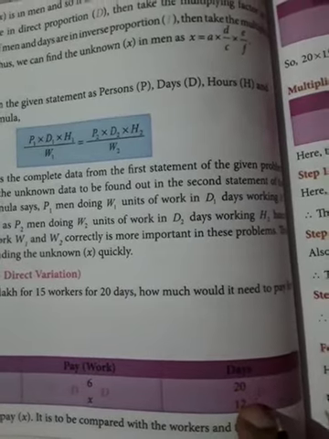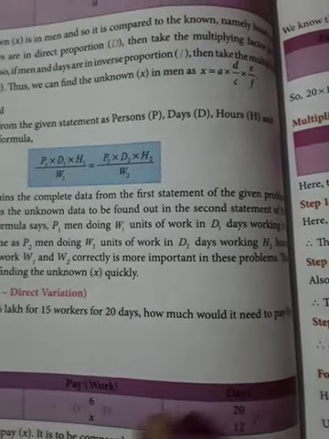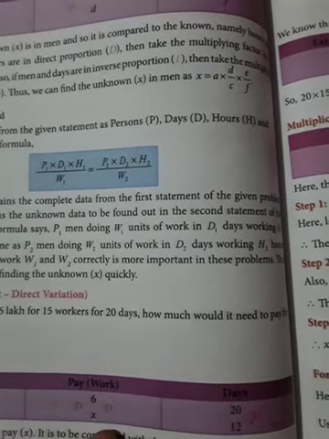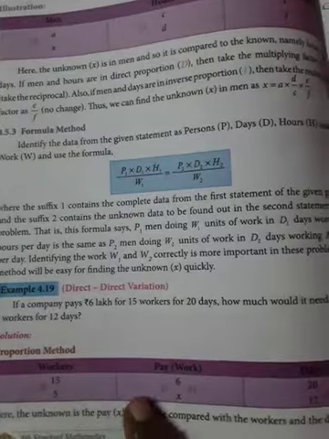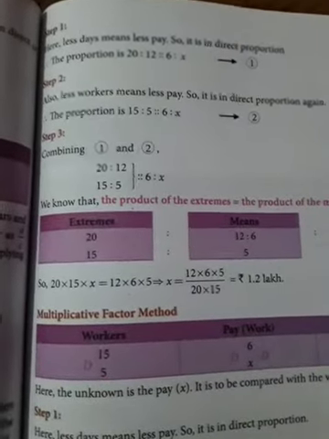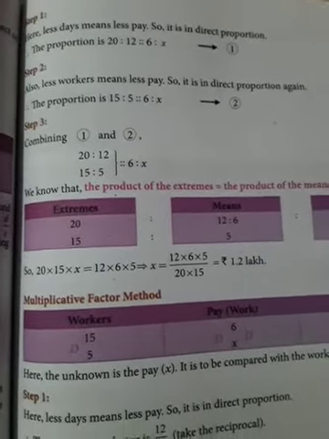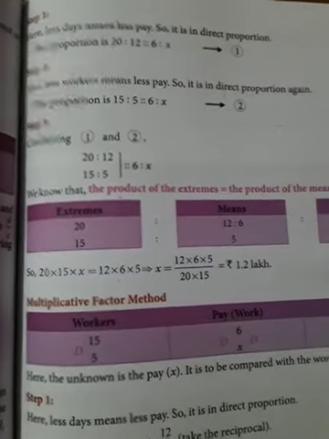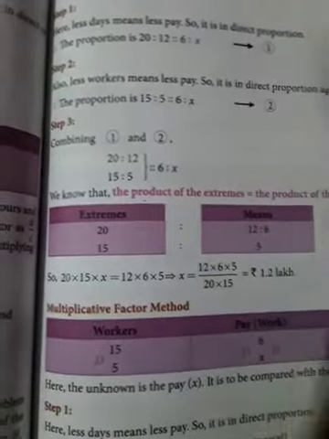So 20 is to 12 is equal to 6 is to x. Clear? Next one, 15 is to 5 is equal to 6 is to x. Look at this. You don't want to change anything if everything is direct variation. If it is inverse variation, you need to change something. I will tell you later. Now everything is direct variation, so you just write as such.